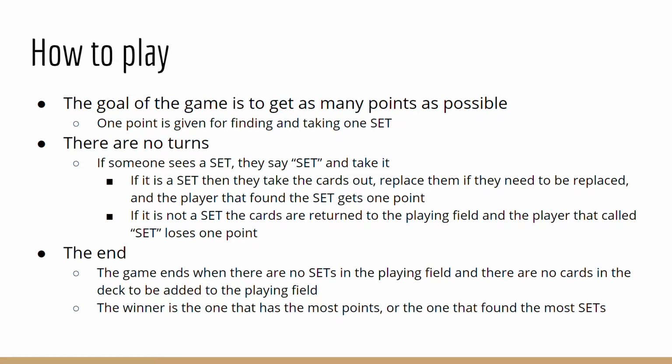So now, how to play. The goal of the game is to get as many points as possible. The one with the most points at the end of the game wins. 1 point is given for finding and taking 1 set. There are no turns in the game of Set. If someone sees a set, they say set and take it. If it is a set, then the cards are replaced as they need to be, and the player gets 1 point. But if it is not a set, they lose a point. That's important to remember, that there's a punishment for being wrong about a set. The game ends when the deck is empty and none of the cards in the playing field can make a set, and then whoever has the most points wins, as I said before.